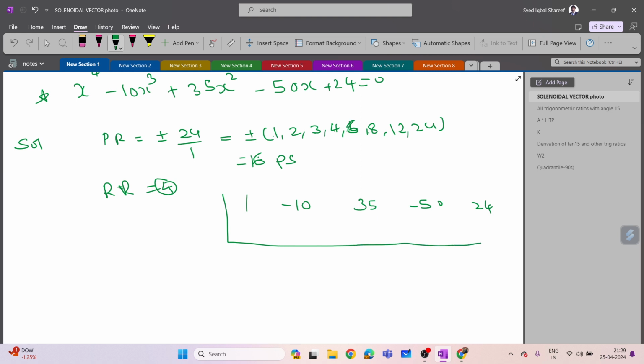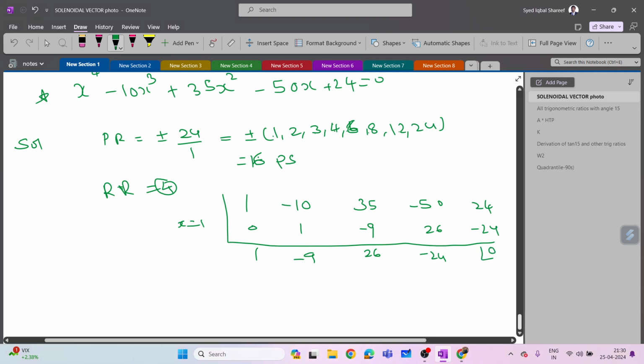Now let me go with the small number, x equal to 1. 1 times 1 is 1. Minus 10 plus 1 is minus 9. 1 times minus 9 is minus 9. This is 26. 1 times 26 is 26. Minus 50 plus 26 is minus 24. 1 times minus 24 is minus 24. Minus 24 plus 24 gone.